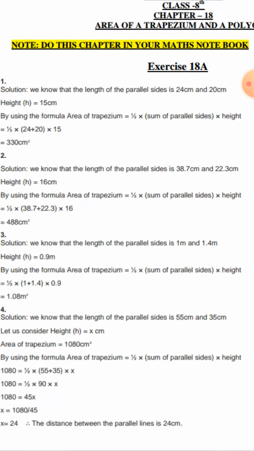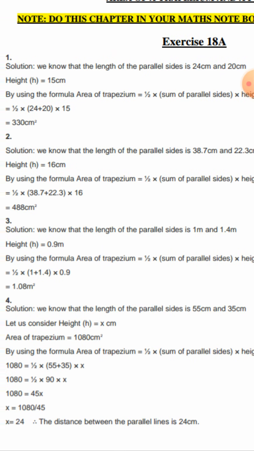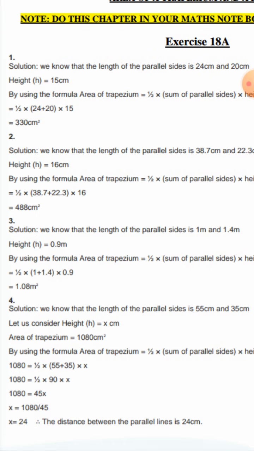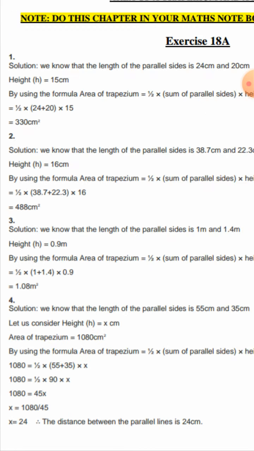Here also we will apply the same formula, but here we take height as x and the area is given as 1080. By using the formula half into sum of parallel sides into height, the area 1080 will be equal to half into 55 plus 35 into x. So when we find the value of x, it will be 1080 upon 45. So the answer will be equal to 24. So height will be equal to 24 centimeter.